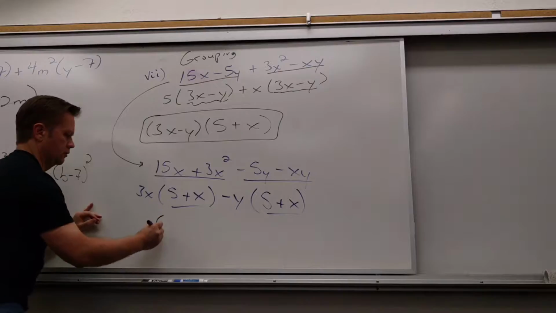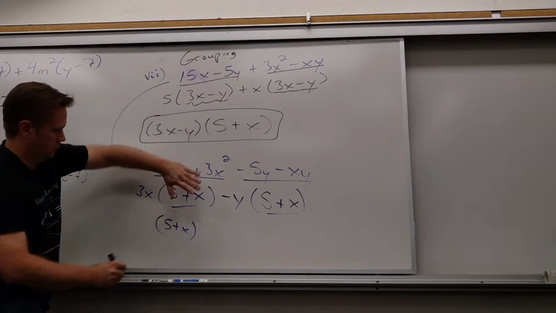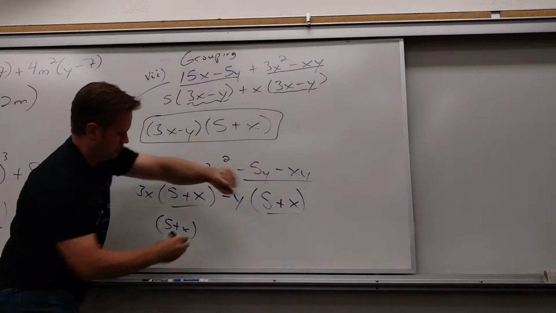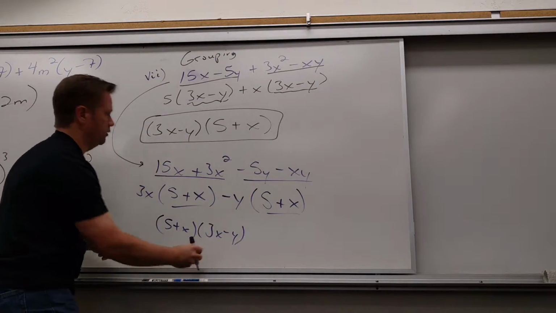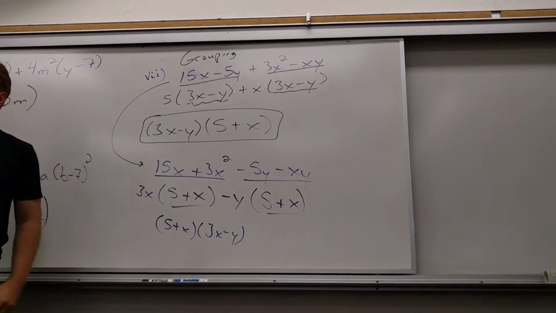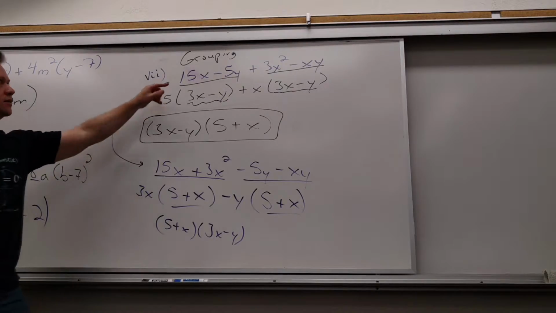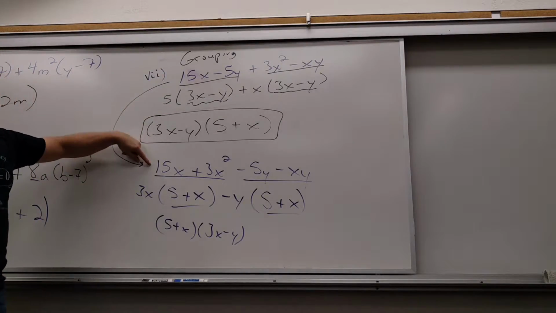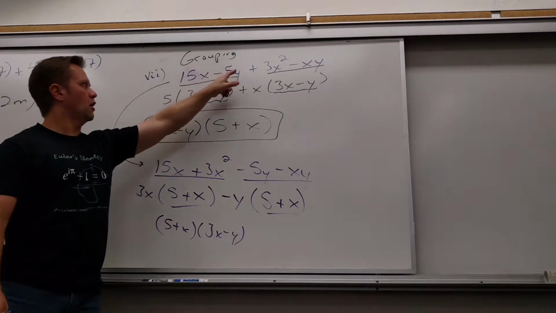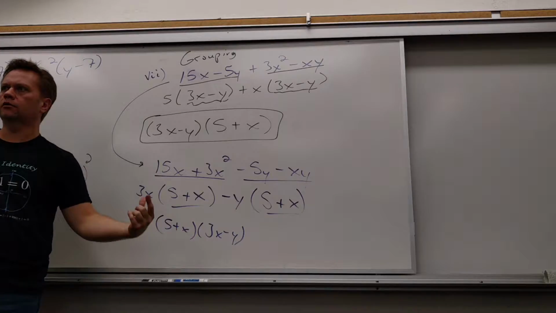So then what comes out of both? 5 plus x. So then what's left? 3x minus y. Is that the same as what we just got earlier? Yes. There's the 3x minus y, and there's the 5 plus x. I don't care, this is the same number as this. If I make x 7 and y 4, this is a number and that's the same number. They have to factor the same way.